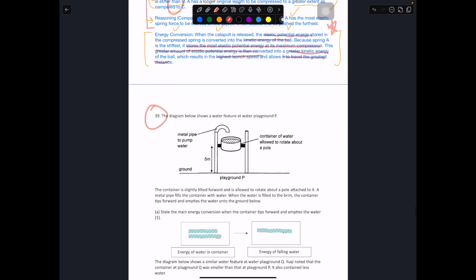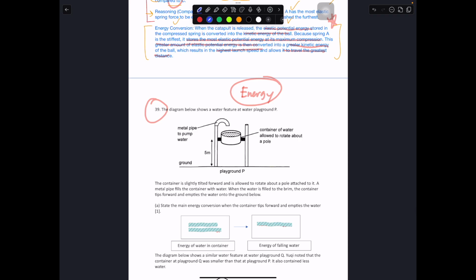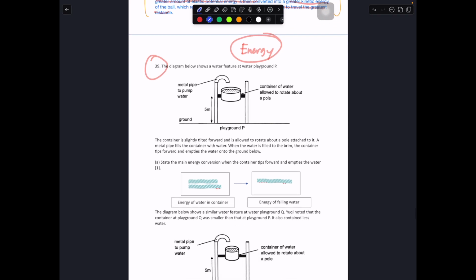So question number 39 is on energy. Over here, the diagram shows a water feature at playground P. So basically, you have playground P, and you have a container of water allowed to rotate about a pole, so it will just drop down. You have a metal pipe to pump in water. The container is tilted slightly forward to allow the water to rotate about a pole attached to it.